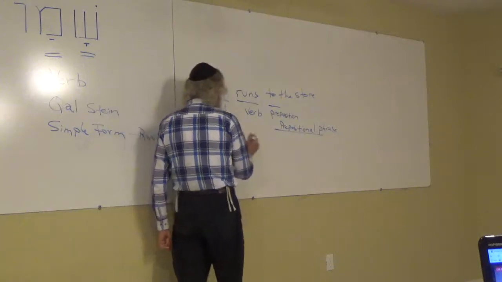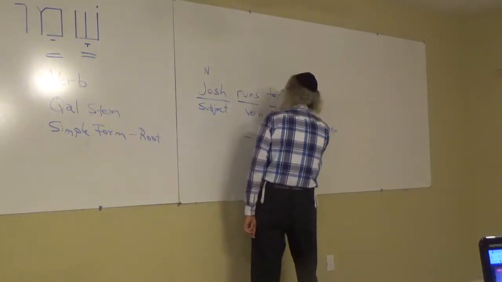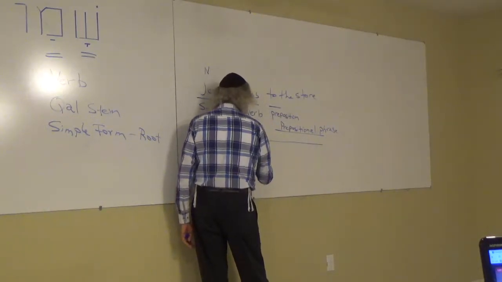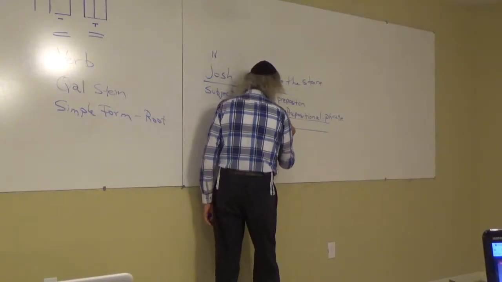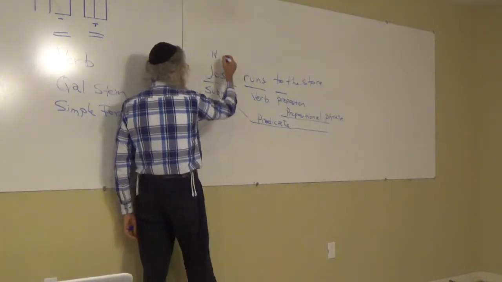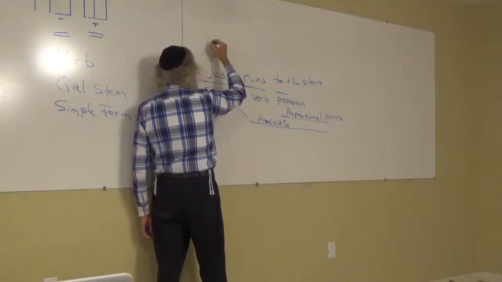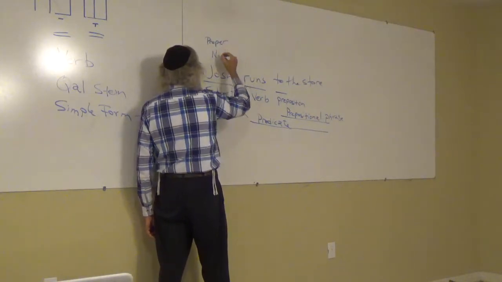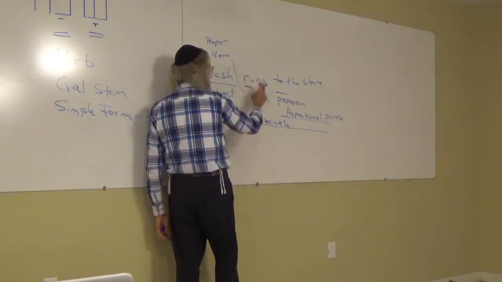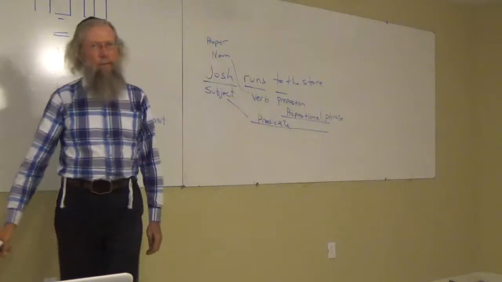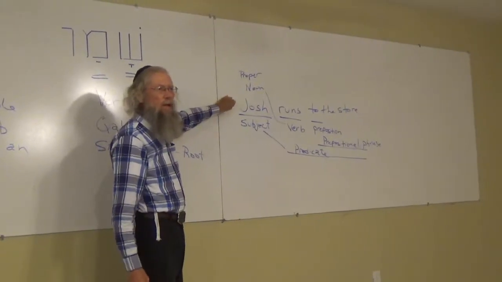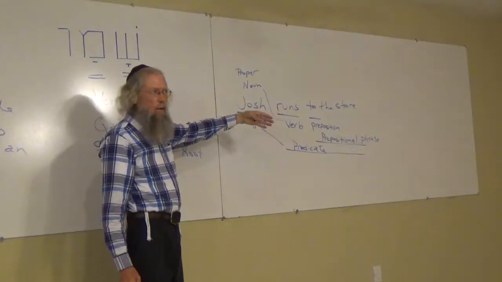The first part is called the subject. The second part of the sentence, which includes the verb and the prepositional phrase, is called the predicate. So you have the subject and you have the predicate. You have the noun, which is actually a proper noun because it's his name. So you have a proper noun connected to the verb, the subject, the verb, and the preposition. Alright? So, what is Josh doing? He's running. Okay? He's running.